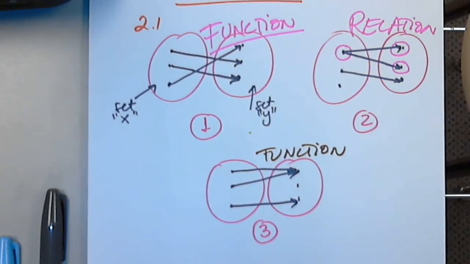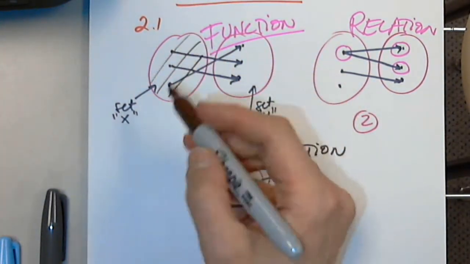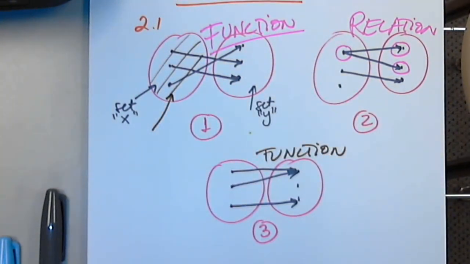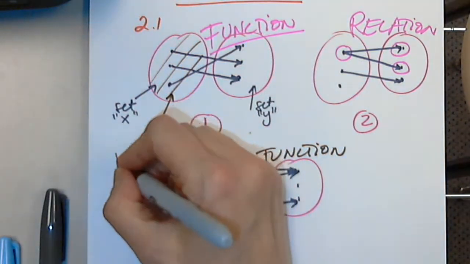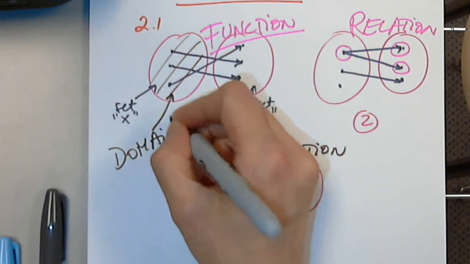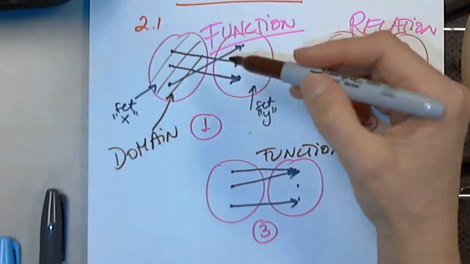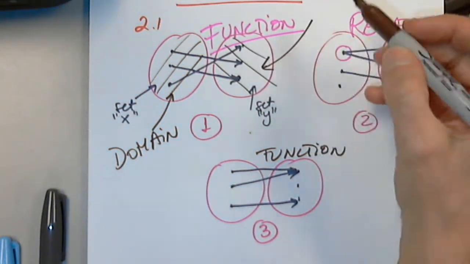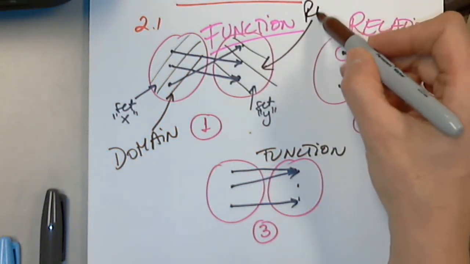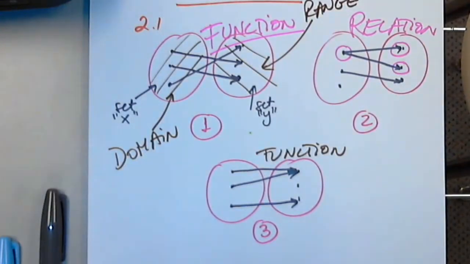In all 3 situations, this set is called Domain. Excellent. And in all 3 situations, this set is called Range. Awesome. Indeed. Very good.